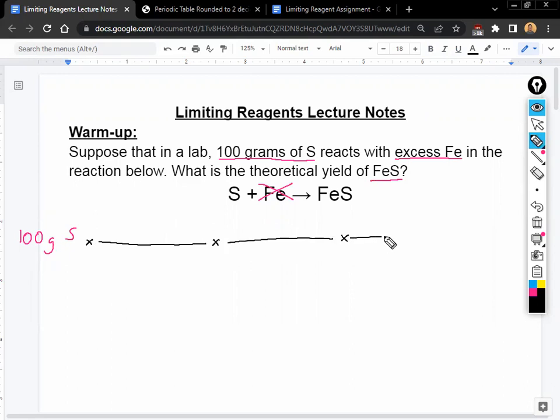So like I said, we're just going to be doing stoich forever. So just make sure you guys follow along and you know how to do it. We're looking for FeS, so that's what we're going to end with. We're going to end with grams of FeS, and then we're going to have grams, moles, moles, grams.